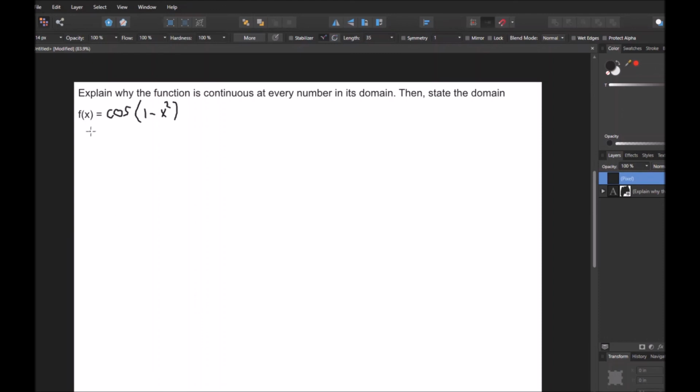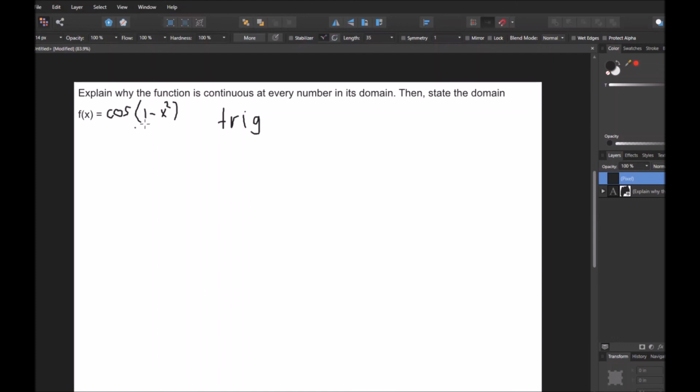So this function we're given is cosine of 1 minus x squared. This is a trigonometric function, and as we know from earlier, a trigonometric function is continuous at every number in its domain. So I'm going to say it's continuous at every number in its domain because it's a trig function. Then state the domain. Well, a cosine, you can just plug anything in for it. Yeah, it's really as simple as that. You can plug in anything for x and you would get an answer out of it. The answer would probably be between 1 and negative 1, but you can plug anything into it.